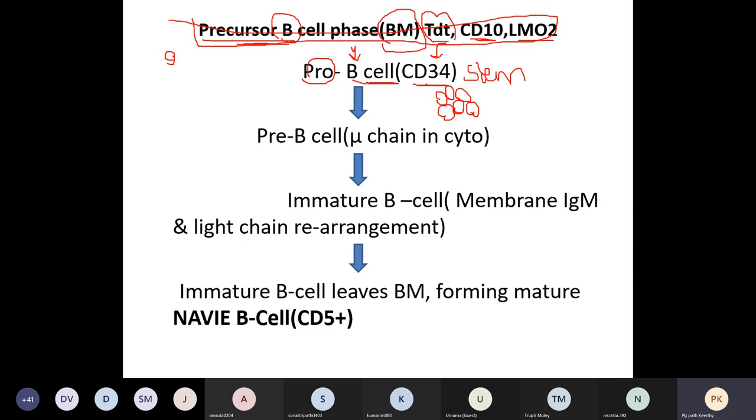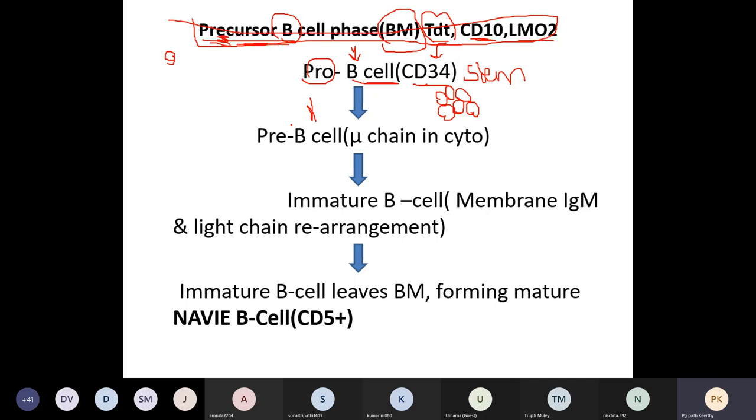Okay. Next, after pro, you will have what? Pre. This is precursor. Don't make it a short form as pre, okay? Please. It is different. It is precursor B cell. This is pro and this is pre-B.